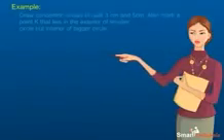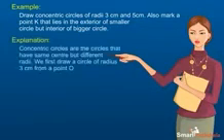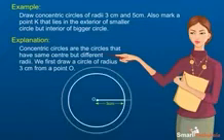Example: draw concentric circles of radii 3 cm and 5 cm. Also, mark a point K that lies in the exterior of smaller circle but interior of bigger circle. Explanation: concentric circles are the circles that have same center but different radii. We first draw a circle of radius 3 cm from a point O. We follow the steps as shown here.